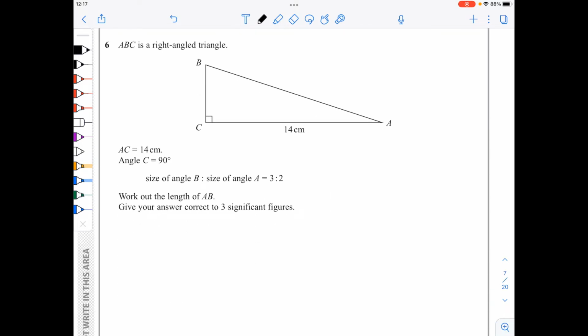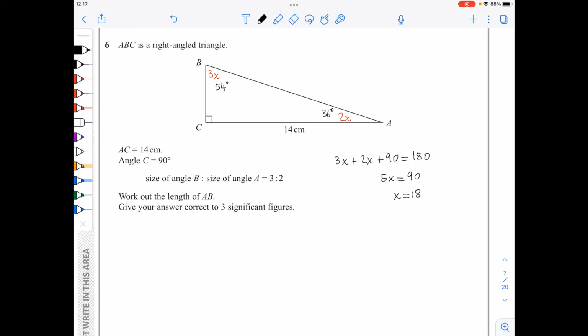Question 6, it's a right angle triangle ABC. We are told that AC is 14 centimeters, C is a right angle, and the size of angle B to A is 3 to 2, which means I could say this is 2x and this is 3x. Now we know that the angle sum in a triangle is 180, so 3x plus 2x plus 90 is 180, leading to 5x is equal to 90. So x is 18, and therefore this is 36 degrees and this is 54 degrees.